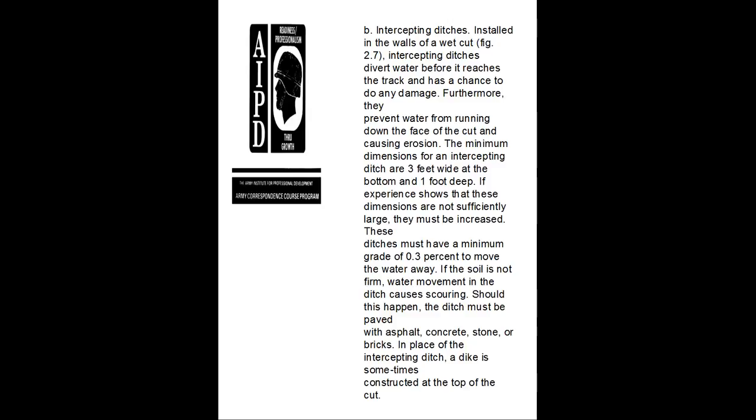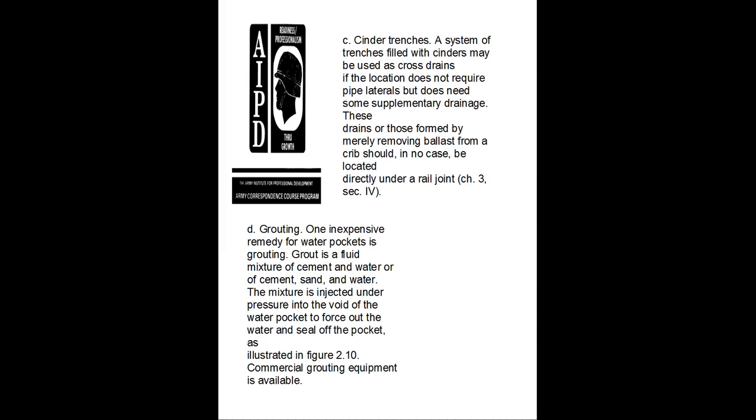If the soil is not firm, the water movement in the ditches can cause scouring, so the ditches must be paved with asphalt, concrete, stone, or bricks. In place of intercepting ditches, dikes are sometimes constructed at the top of the cut. Cinder trenches. A system of trenches filled with cinders may be used as cross drains. The location does not require pipe laterals but provides supplemental drainage. These drains are formed merely by removing the ballast from the cribs and should in no case be located directly under the rail joint.